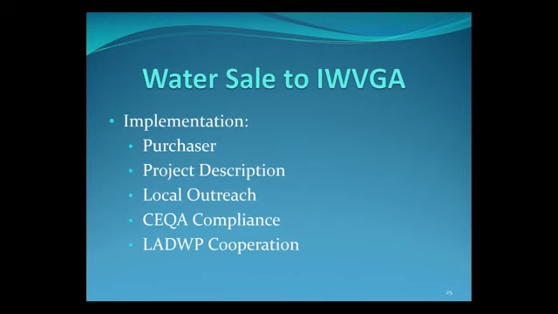To implement what we have in mind, we're looking for a purchaser partner. We think that purchaser partner should be the Indian Wells Valley Groundwater Authority. We would like to enter into negotiations with the Groundwater Authority to acquire this Fremont Valley surplus water. We want to work with you, and we have nothing set in stone as to what this project ought to look like or how it should operate, but we'd like to work with the authority on developing a project description.